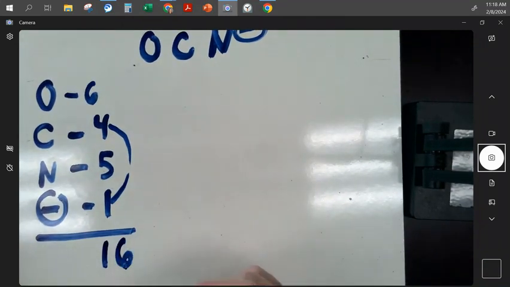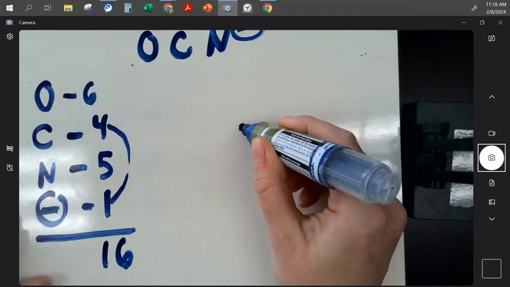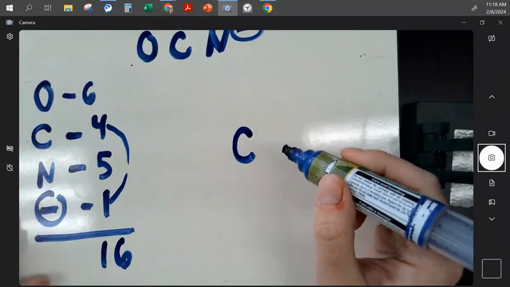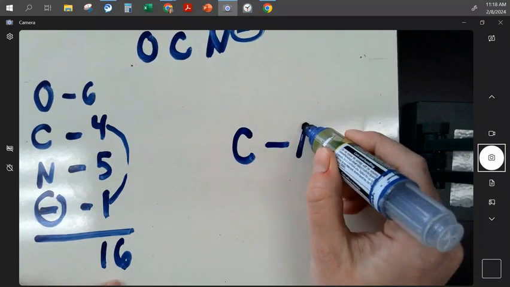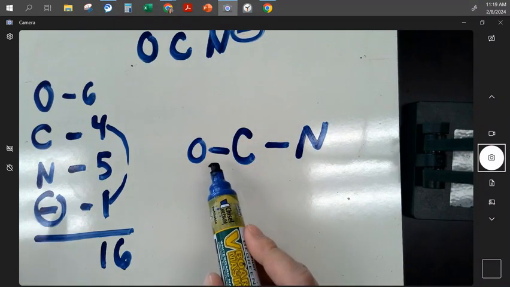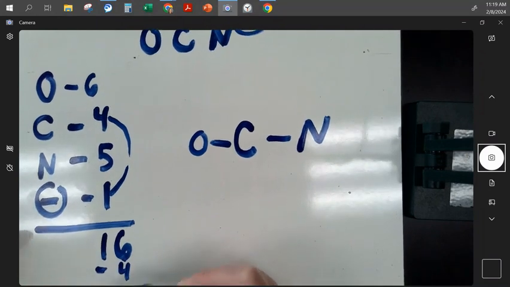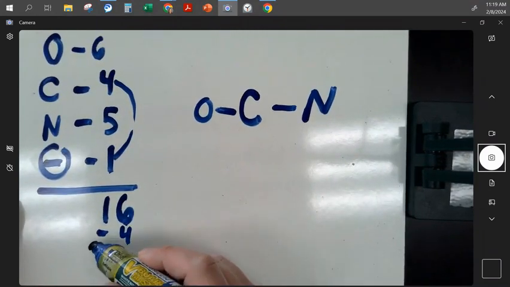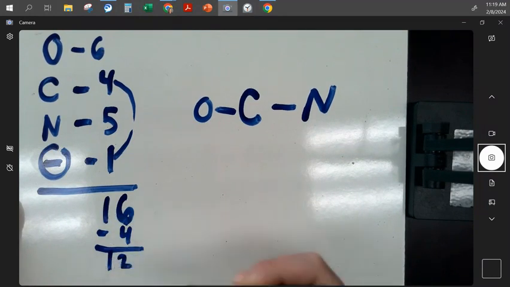Then we need to figure out how we're going to draw this. Pick the central atom, and then connect the atoms to the central atom. Remember, every bond shows 2 electrons. This is 2, 4. So we have now shown 4 valence electrons. We need to show 12 more.